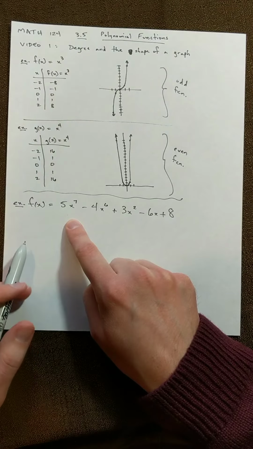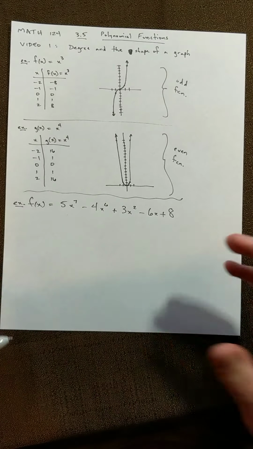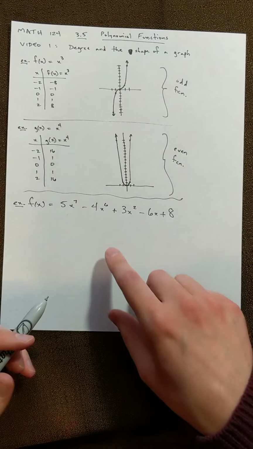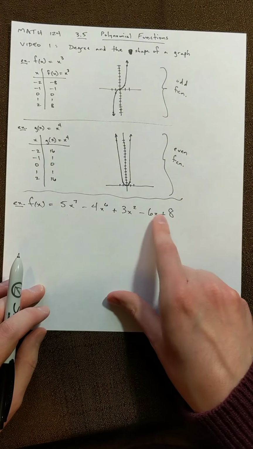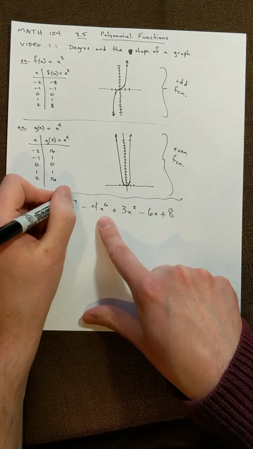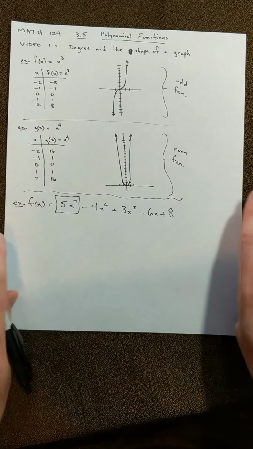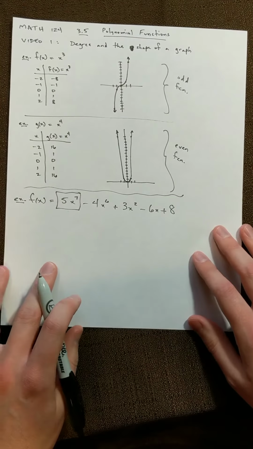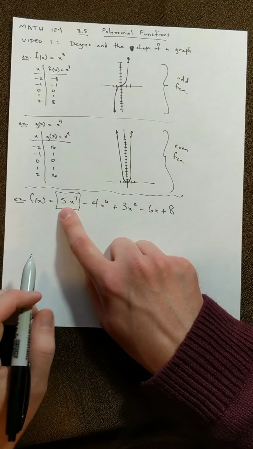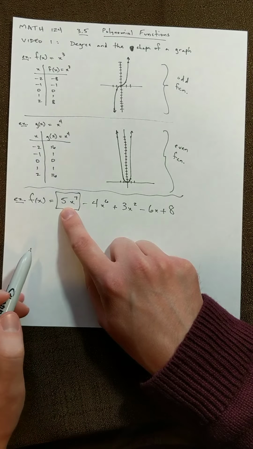are going to have the biggest impact on what the outside edges of the graph are going to look like. So even though the other terms are going to do something to the shape of the graph, it turns out this term right here is going to tell us, for the most part, what the outside edges of the graph are going to look like. And it's based on two things. First of all, is the number up front positive or negative?